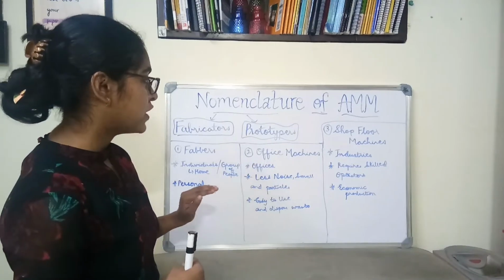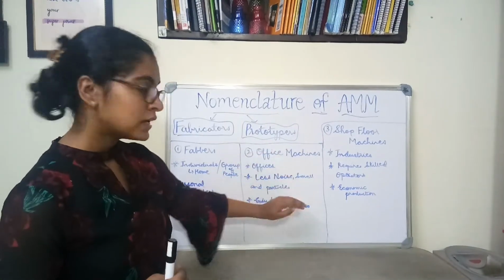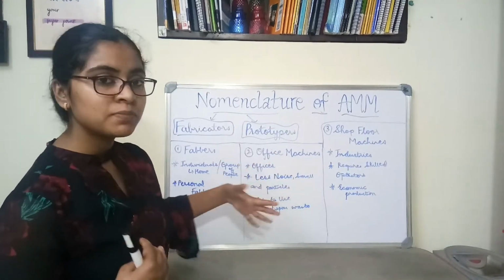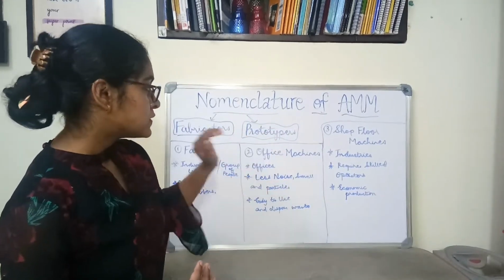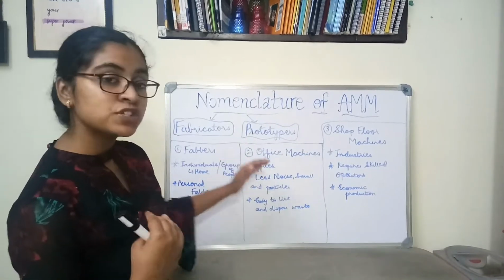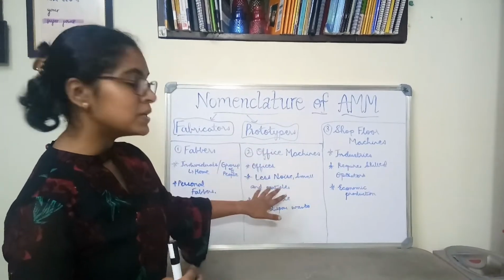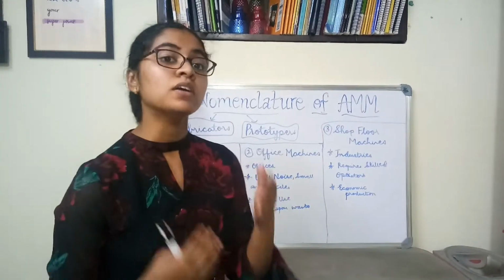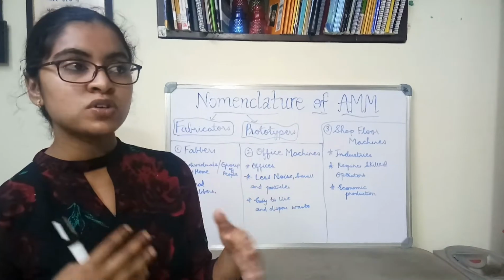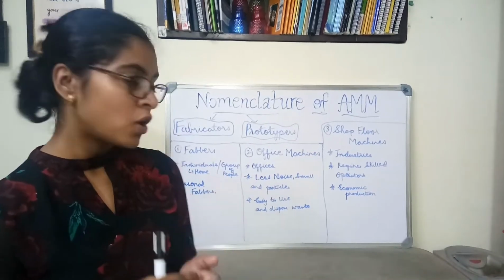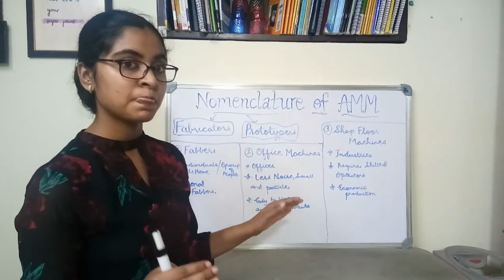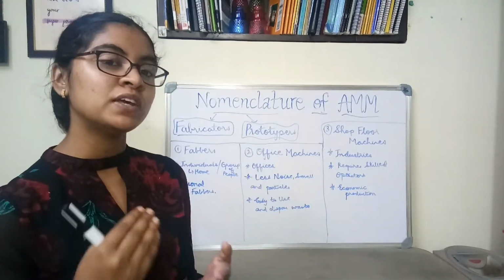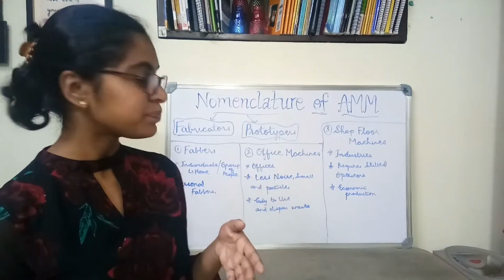The second classification is office machines. From the name, it says that it is used at offices and they're operated by office staffs itself. Since they're used at offices, the special features of these machines is that they emit less noise, smell, and particles. Also, another feature is that they are easy to use and the cost of handling everything is very minimal. Also, the waste disposal is very easy. We needn't segregate the waste produced from these machines. It can just be disposed along with the normal office waste.